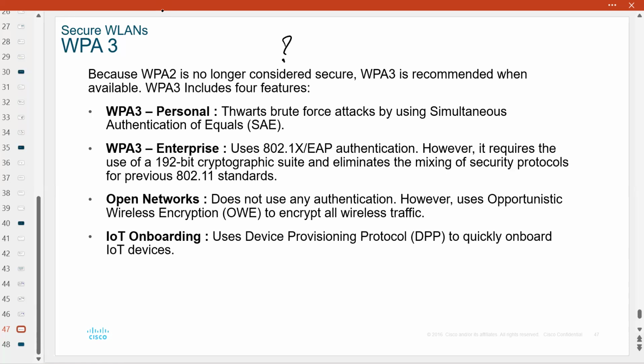Personal, it thwarts brute force attacks using SAE. I'm not sure if that's a protocol. Enterprise uses EAP 2.1 authentication. Okay, this one we also use it with WPA2. However, it requires the use of a 192-bit cryptographic suite and eliminates the mixing of security protocols from previous standards. So WPA3, for now, I'll just put a question mark here.